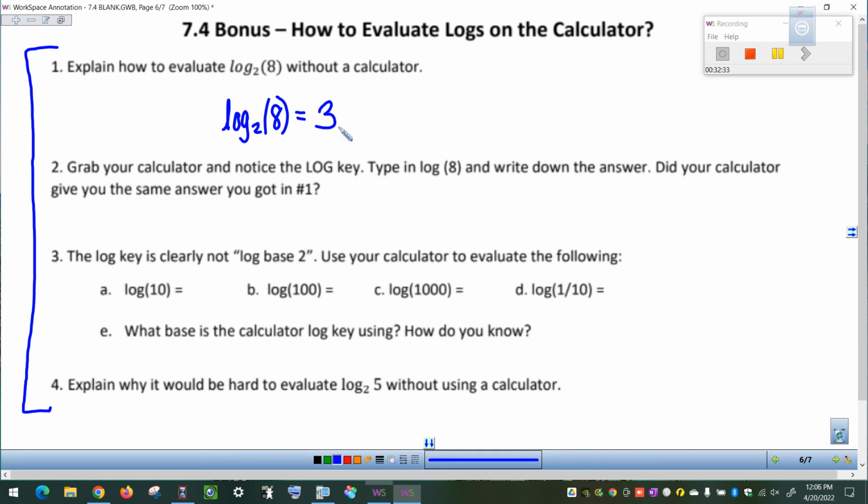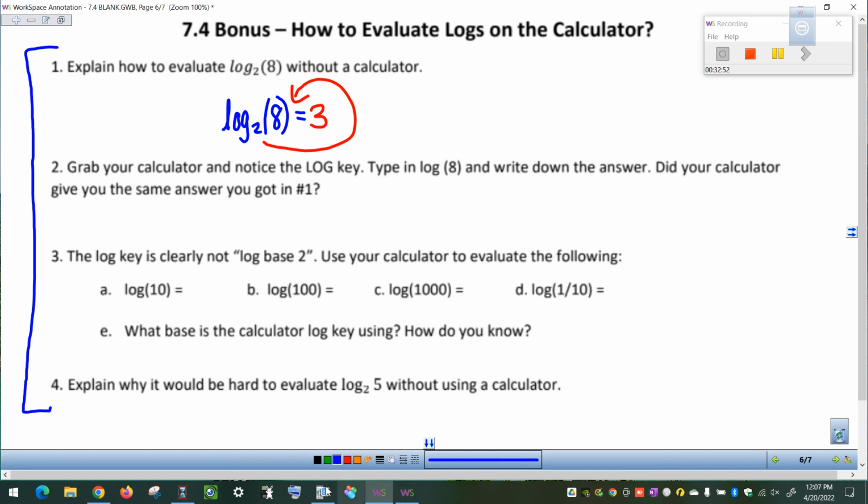Another way that you can think about it is, okay, I'm going to start with a little 2 down here. 2 raised up to what power equals 8? In other words, we're solving for the exponent, and we get the same answer of 3. All right, log base 2 of 8 is 3.